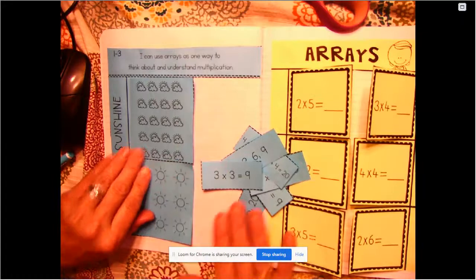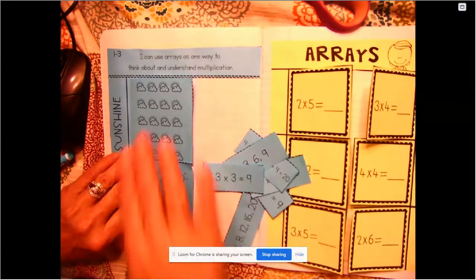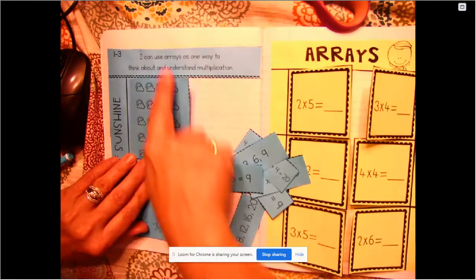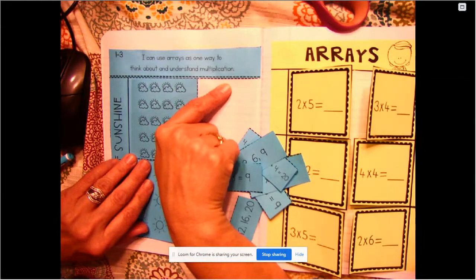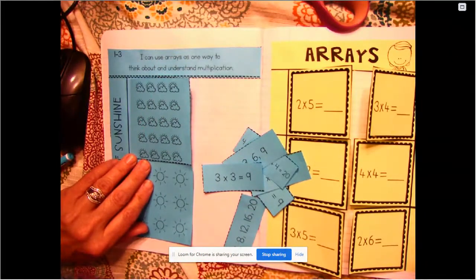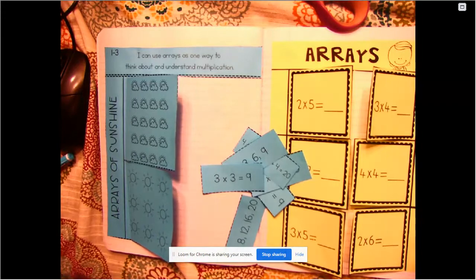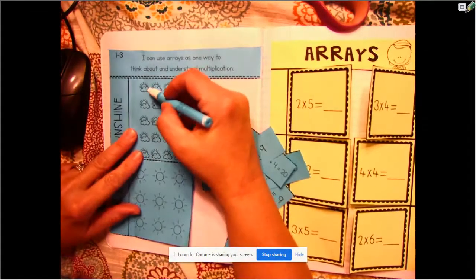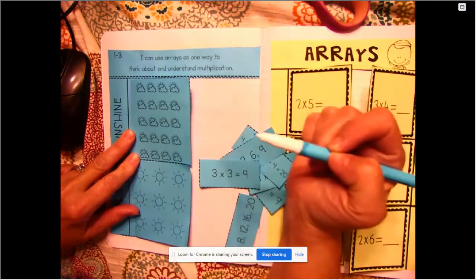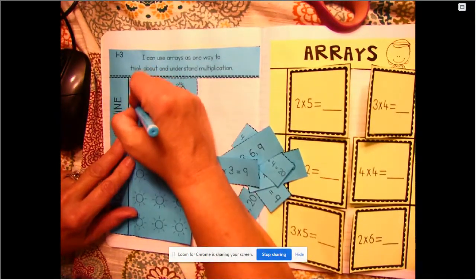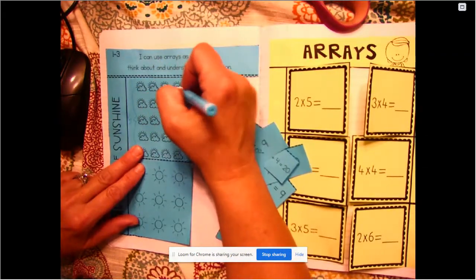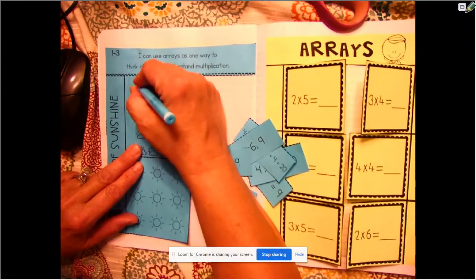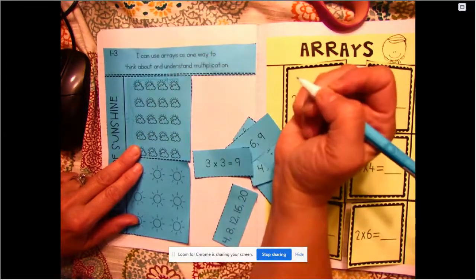And so what we're going to do is we're going to match these equations to the array we see pictured here. It says, I can use arrays as one way to think about and understand multiplication. So it's just like drawing pictures. It's just an organized picture. So looking at the clouds and the sun, let's see how many do we have? 1, 2, 3, 4, 5. There are 5 that go right along here. 5. How many across each row? 1, 2, 3, 4. There are 4 across the top. Can you see that okay? See if I can get it closer.